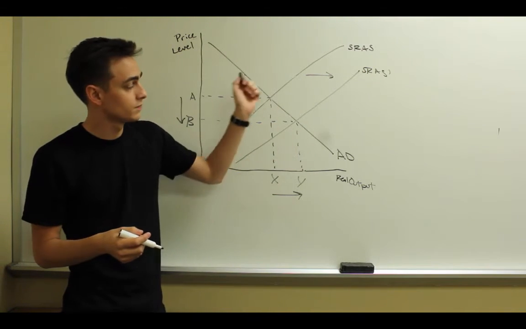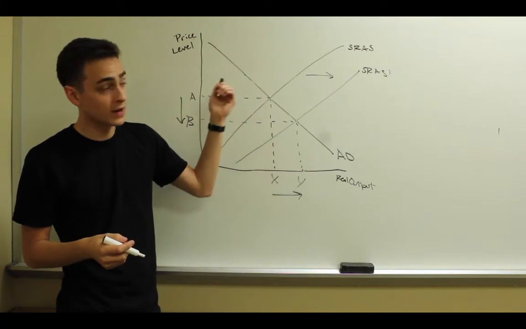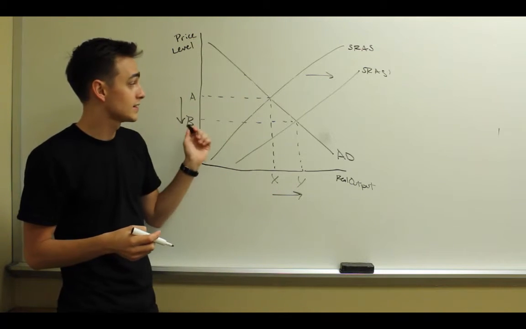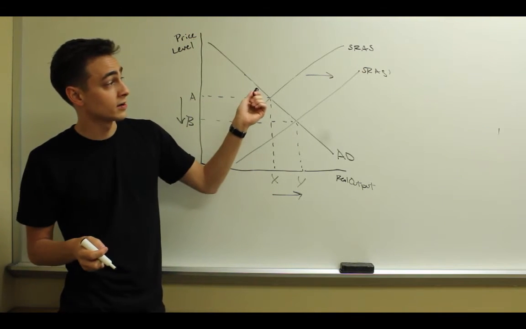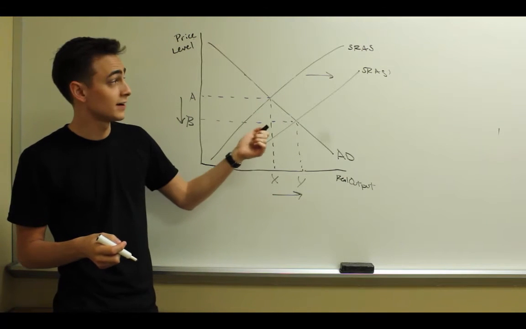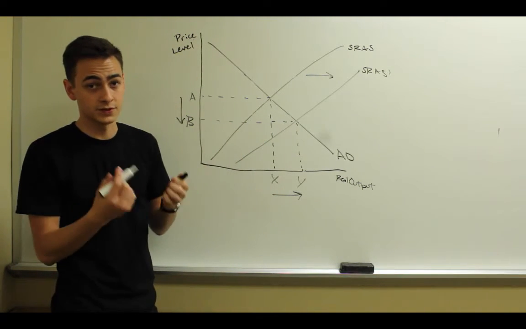So if aggregate supply goes up, output goes up, aggregate supply goes down, output goes down, and price level is the opposite. So if aggregate supply goes up, price level goes down. If aggregate supply goes down, price level goes up. So it's the inverse for price level.